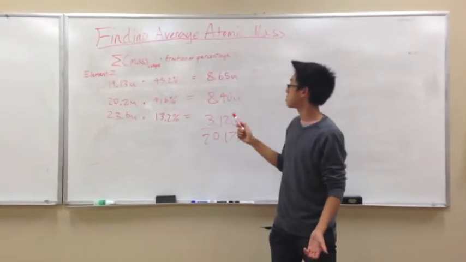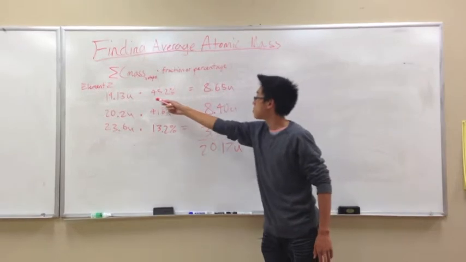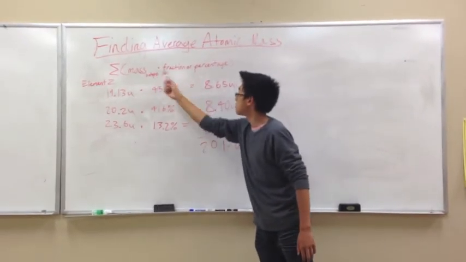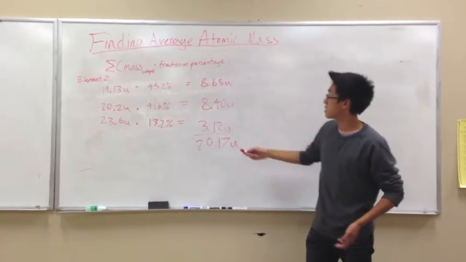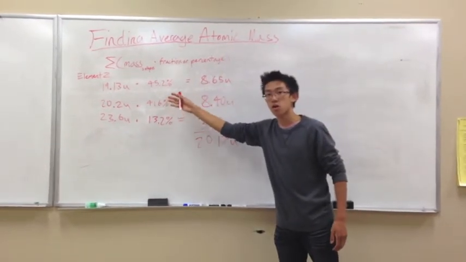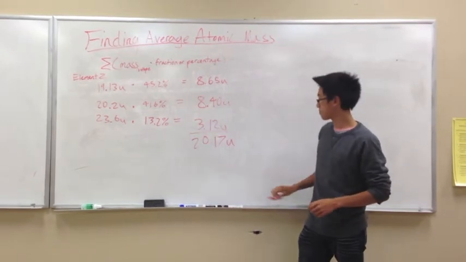So you have to make sure to avoid just finding the simple average and instead multiply by how much there is of each mass and add them all together. And you should find a number that is somewhere in between all the isotopes available. And that's when you know you have the right answer.